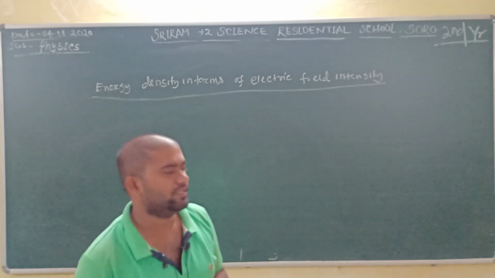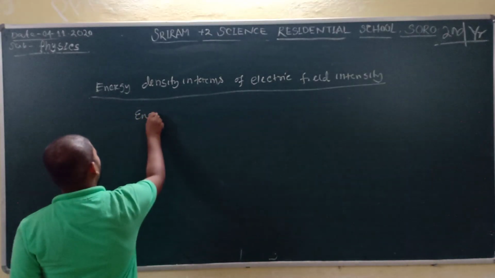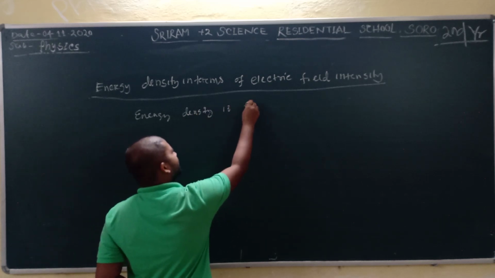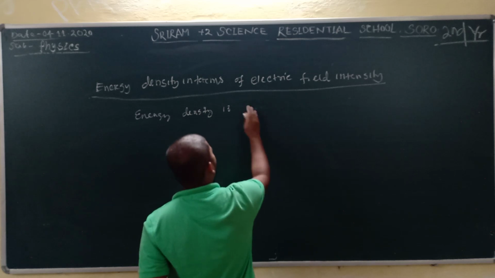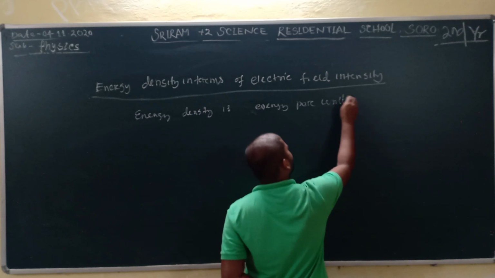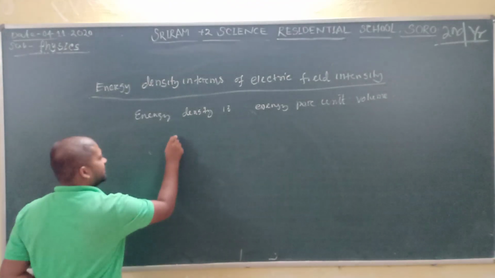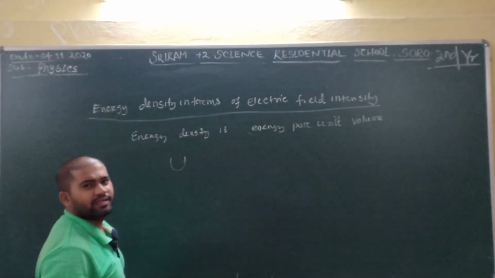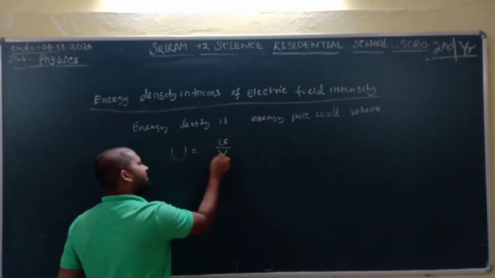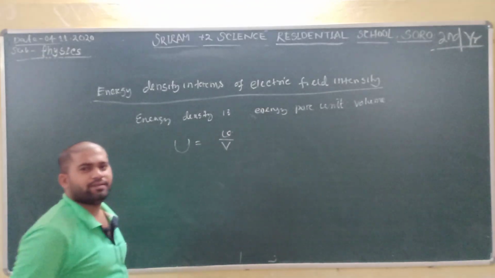What is energy density? Energy density is energy per unit volume. Everyone knows energy density is total energy, or simply energy per unit volume, and simply we write energy density as capital U. So energy density U equals energy per volume, that is small u divided by V. Energy per unit volume is called energy density.